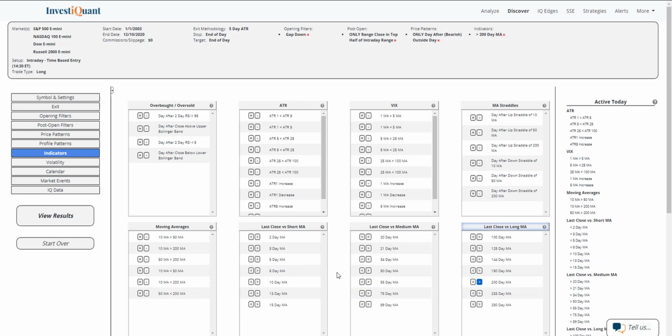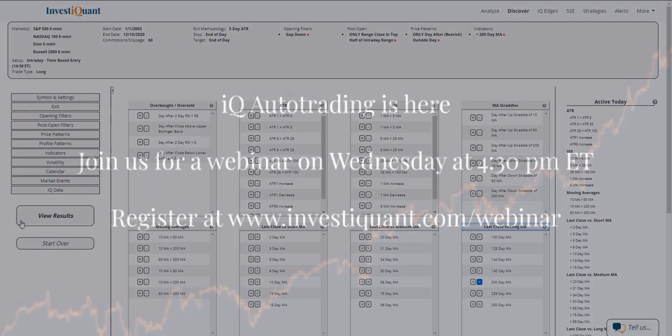We closed right around the 10-day moving average, close enough that I'm just going to leave it out. And truthfully, I want as many samples as possible, so I don't want to split this data any more than I have to. So I've got it above a 200-day simple moving average. Now I can hit view results.